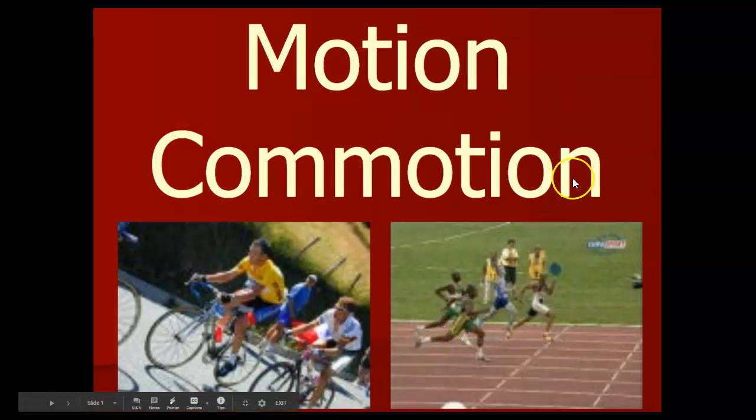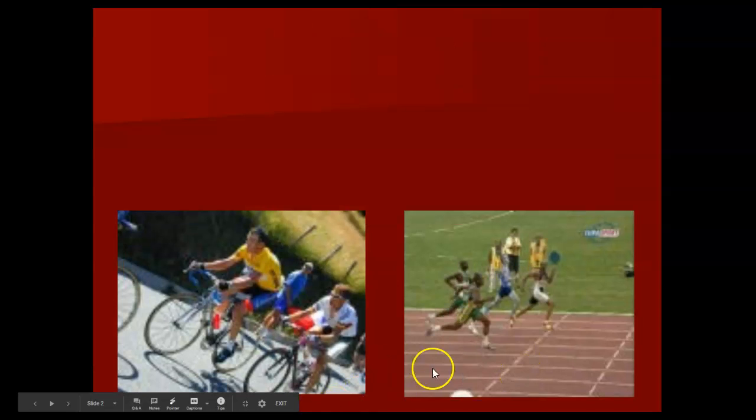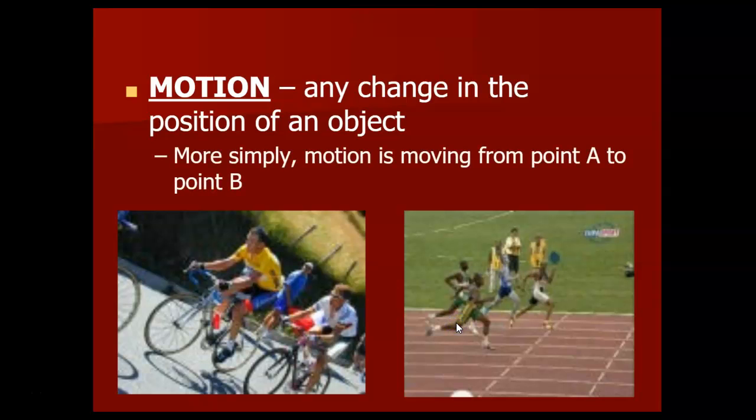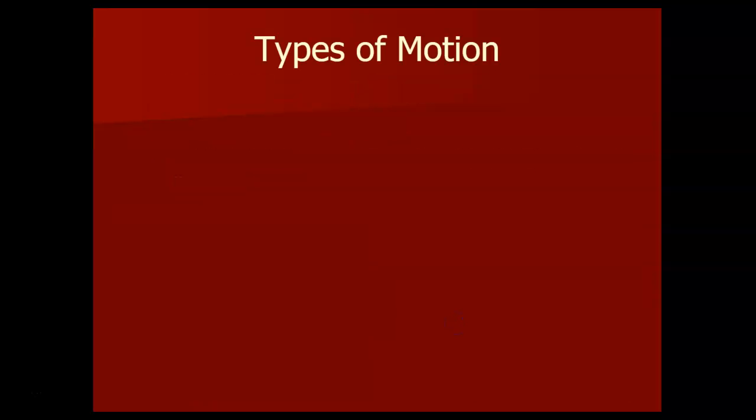All right, motion, commotion. Motion is any change in the position of an object. If you do not have this in your notes, please write it down now. More simply, motion is moving from point A to point B. Please add that to your notes. Types of motion.